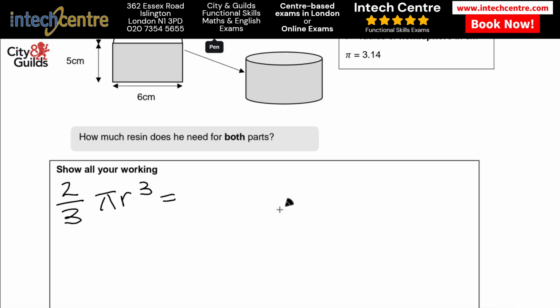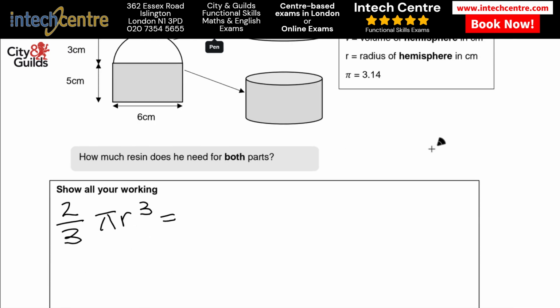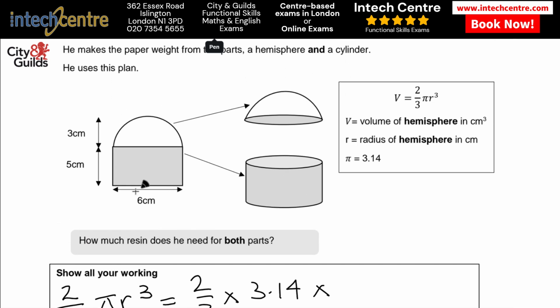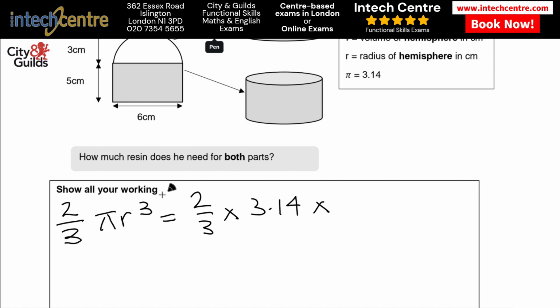Now we need to substitute our values in. We have 2/3 times pi is given to us over here as 3.14. So we do 3.14 and times by our radius cubed. Now over here, the full length is 6 centimeters. So the radius would be half of this. So the radius is 3 centimeters. So we have 3 cubed. Putting this equation into our calculator, this gives us 56.52 centimeters cubed. This is the volume of the hemisphere, so the resin needed for the hemisphere.